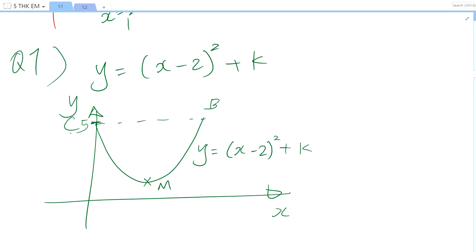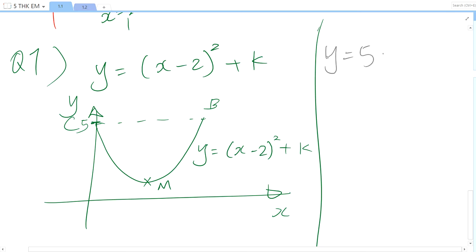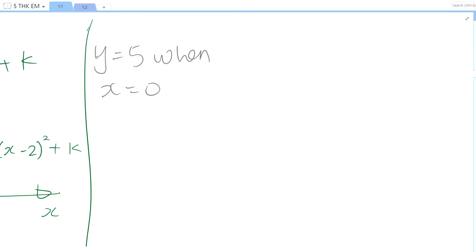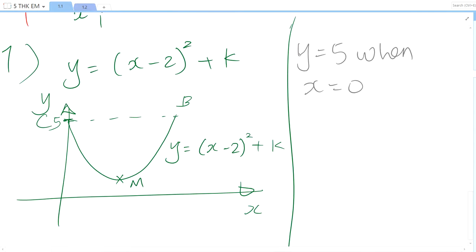Now the question says I want you to find the value of k. How am I supposed to find this? What about y equals 5? We know y equals 5, then x equals 0. Okay, so Sophia says y equals 5 when x equals 0. Do you all agree? Can it be seen clearly?